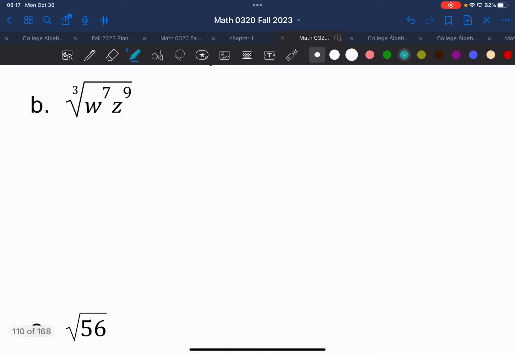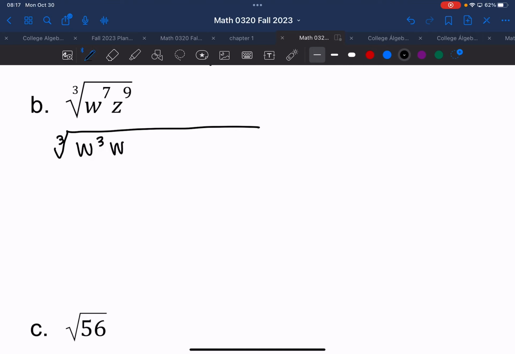Now we're looking at part B. So we have the cube root of w to the 7th and z to the 9th. Okay, for the rest of the notes, I'm doing method 2. So I have the cube root of w to the 7th. So I need to take out as many w to the 3rds as I can. So I have w to the 3rd, w to the 3rd. So far, that's only 6 w's. And this is w to the 7th, so I need to write another w.